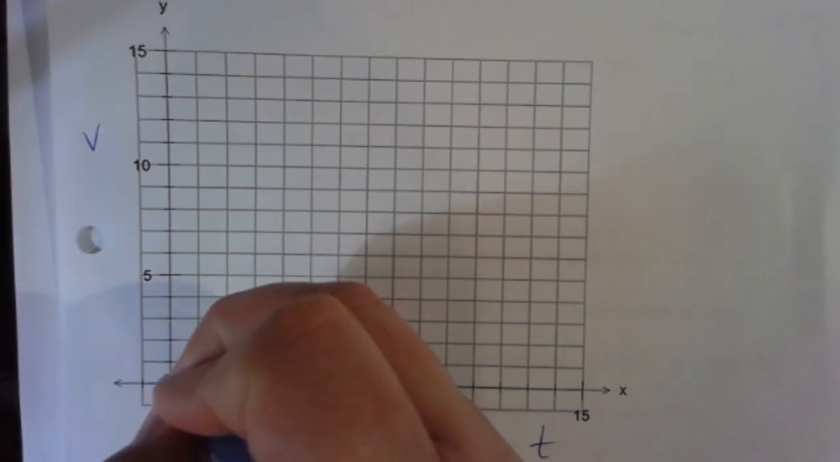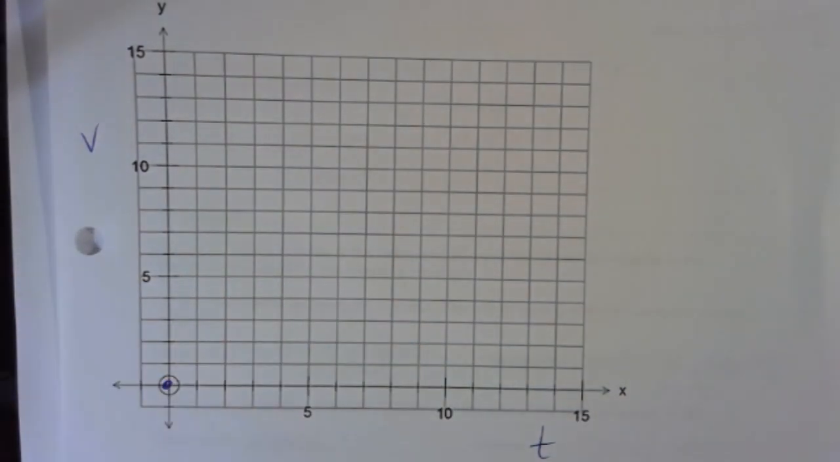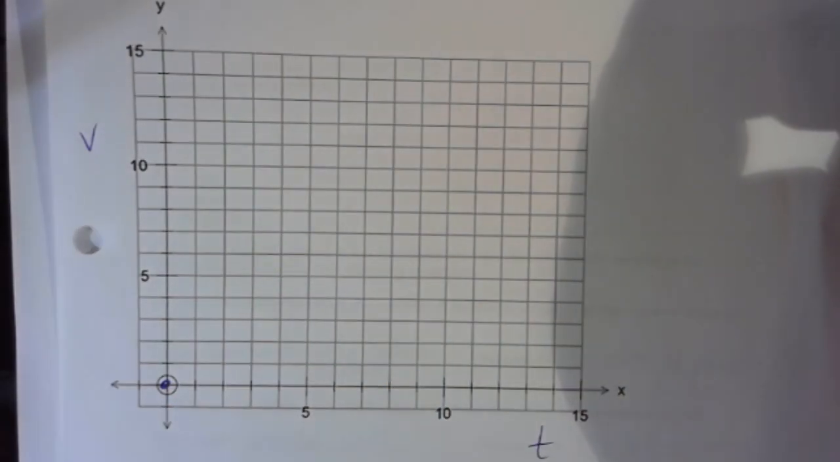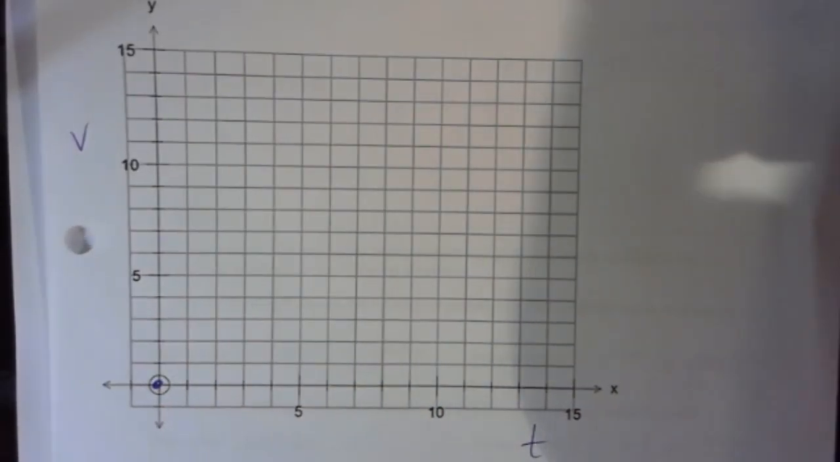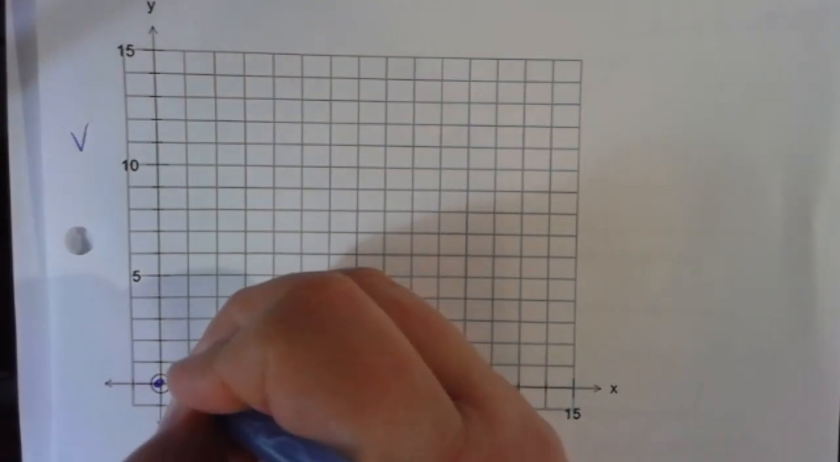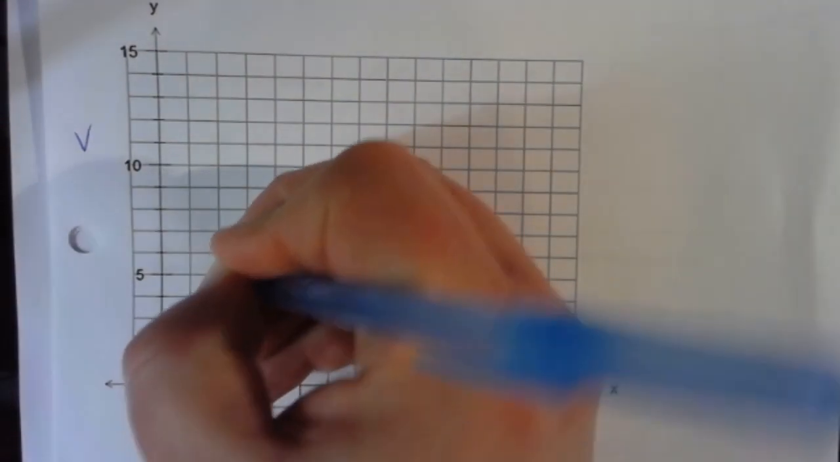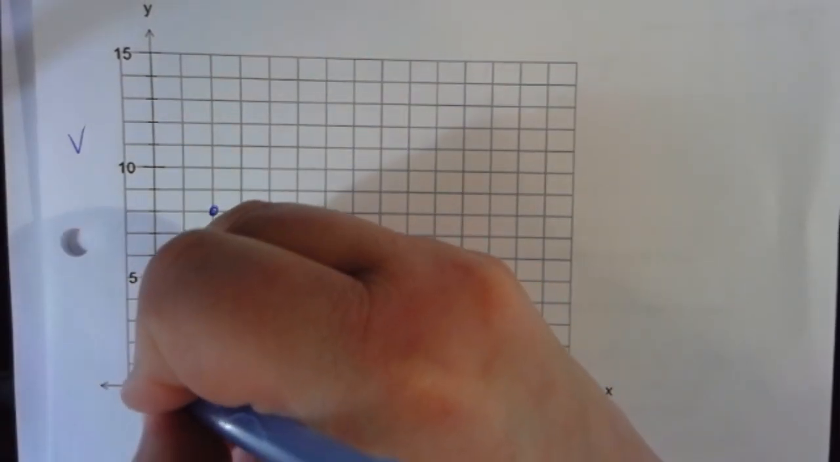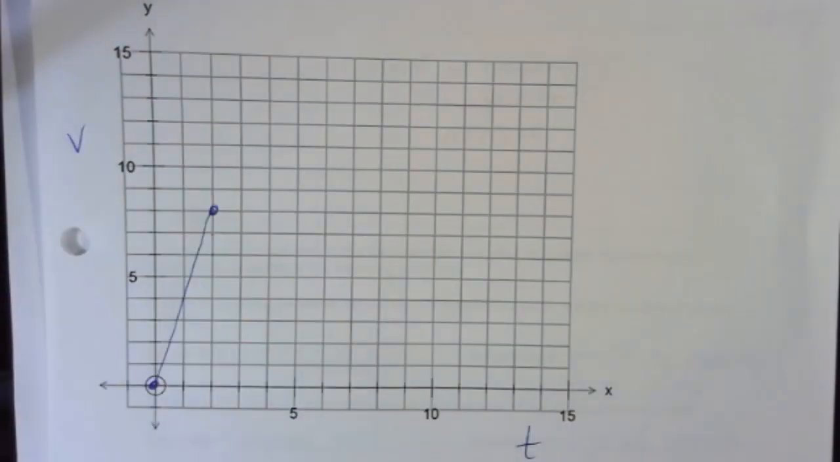I'm going to start here. It makes sense to start at 0, 0. And she started from a stop, and it took her 2 seconds to reach 8 meters per second. So it took her 2 seconds to make it up 5, 6, 7, 8. And we'll assume that this is a constant acceleration. And then let's write that in words.